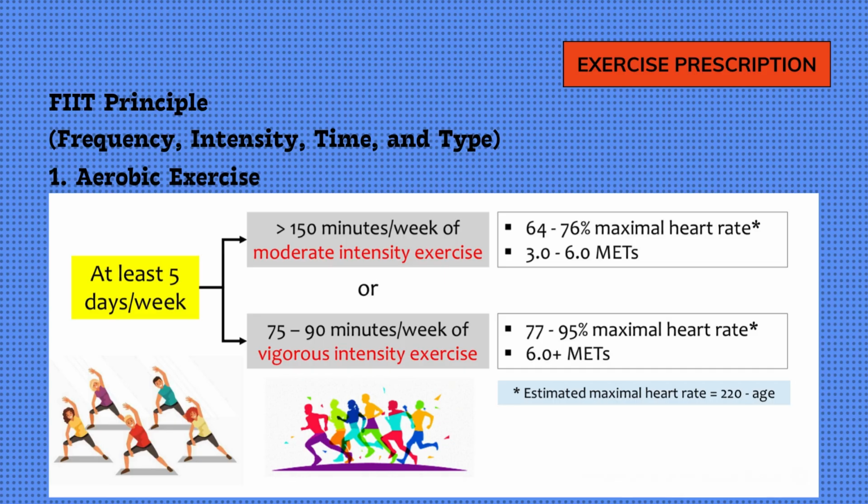For intensity, moderate intensity activities should target 64 to 76% of your maximum heart rate, estimated as 220 minus your age, and fall within 3 to 6 METs. Vigorous activities, on the other hand, should reach 77 to 95% of your maximum heart rate at 6 plus METs. These aerobic or endurance activities work your heart and lungs, helping them pump oxygenated blood more efficiently to reduce blood pressure.